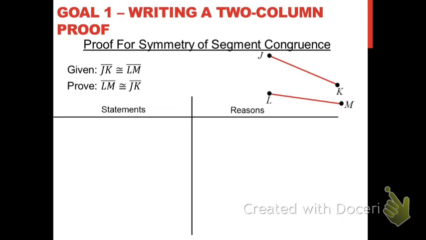Alright, I told you we're going to write a proof here. Now hopefully within your notes you're copying all this stuff down anyway. This is what a two-column proof is going to look like, okay? And what we're going to do is what I said a moment ago.